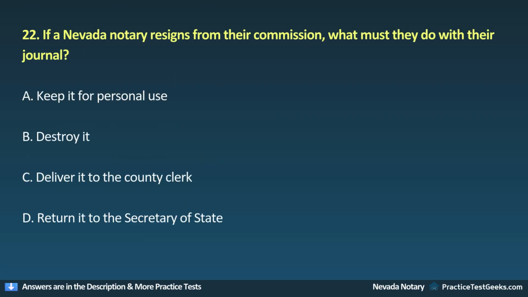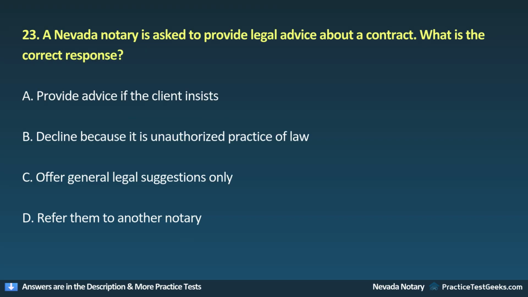22. If a Nevada notary resigns from their commission, what must they do with their journal? A. Keep it for personal use. B. Destroy it. C. Deliver it to the county clerk. D. Return it to the Secretary of State.